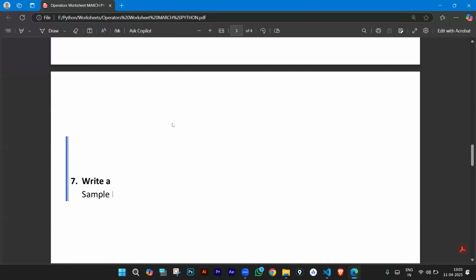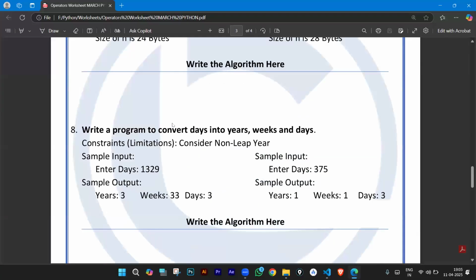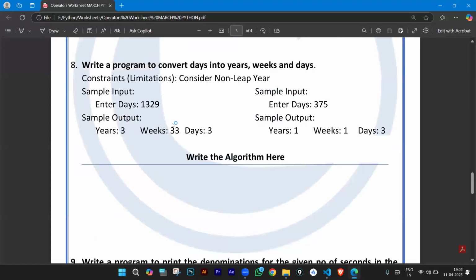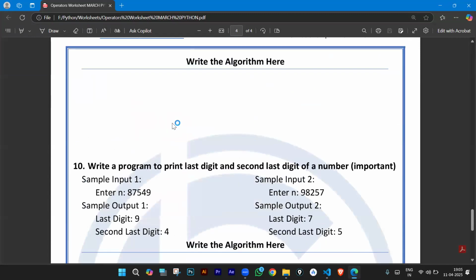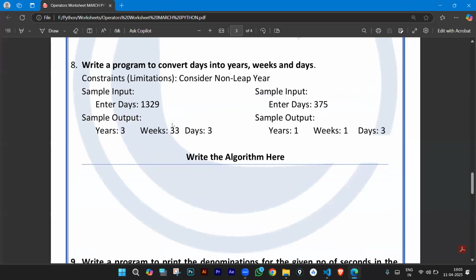So we have these 10 questions here in operators. You can give them a small look. Now, let us say we are into the last two, three programs we have. Let us discuss these three programs that we have here. So let us go with the first one.